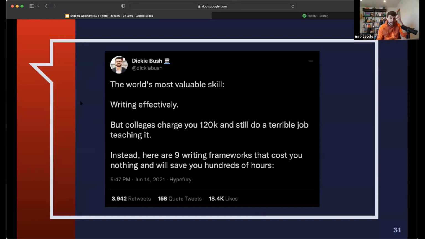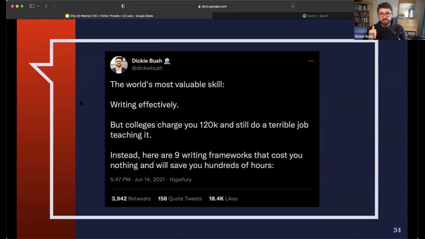So Dickie, here's a great example of a thread you wrote. The world's most valuable skill, writing effectively. But colleges charge you $120,000 and still do a terrible job teaching it. Instead, here are 9 writing frameworks that cost you nothing and will save you hundreds of hours. Boom. Everyone's going to want to read that. Right? It hits on everything.